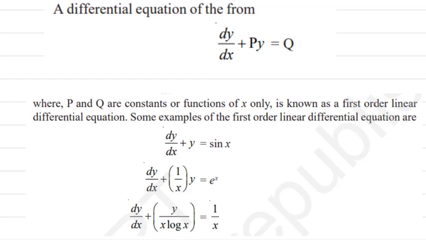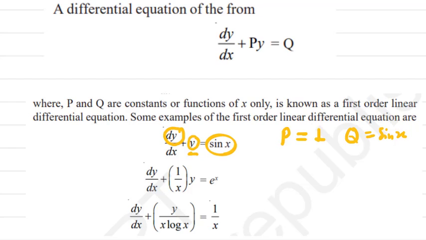The first one is dy/dx + y = sin x. Here we have dy/dx, so we don't have to take this part. The P will be 1, the coefficient of y, and the Q will be sin x, because finding P and Q is very important in solving these questions.